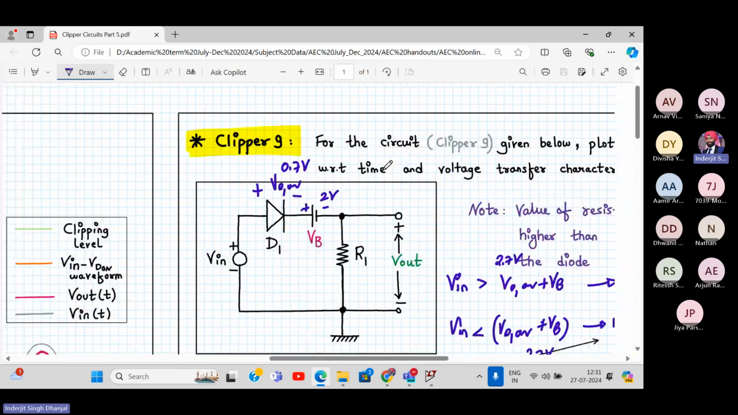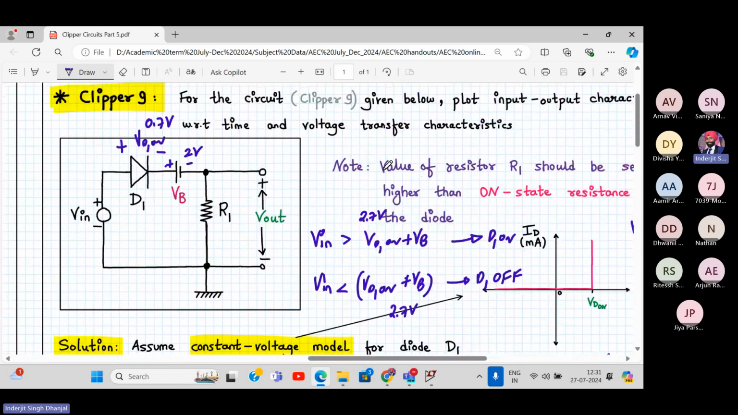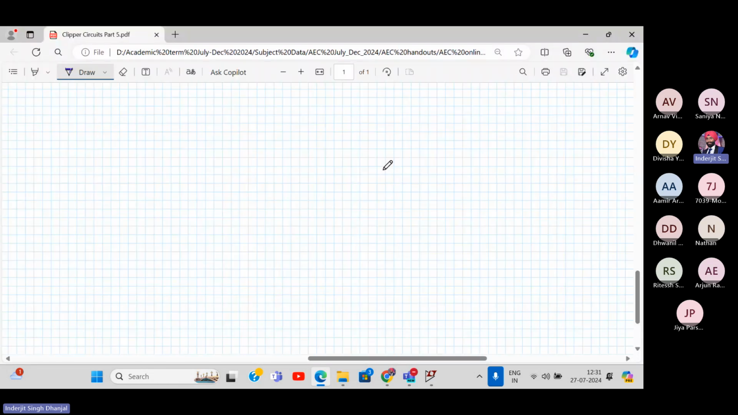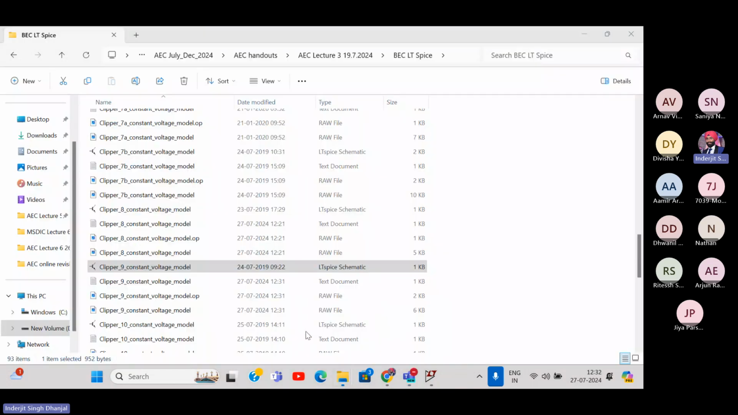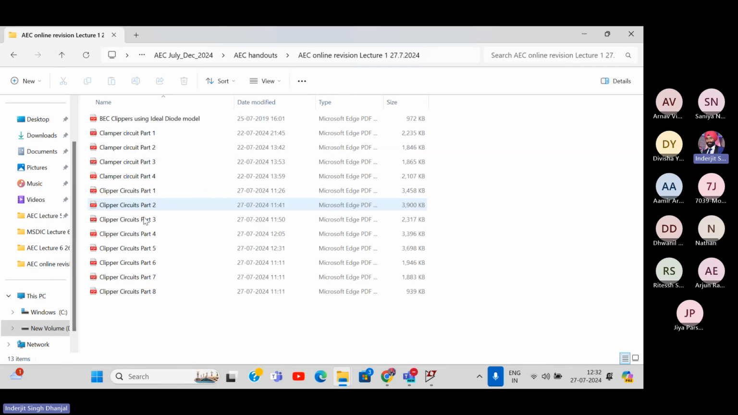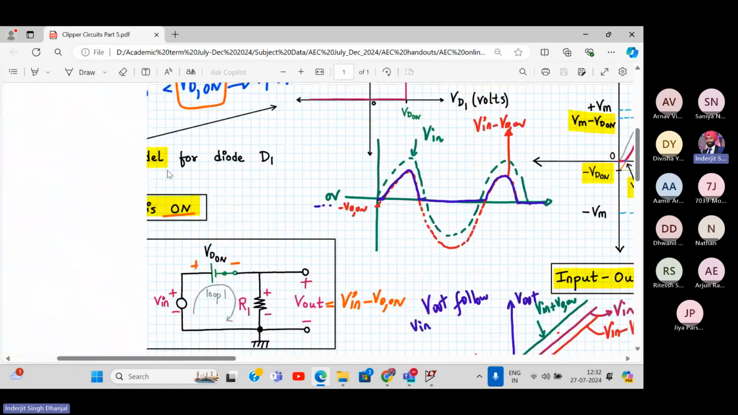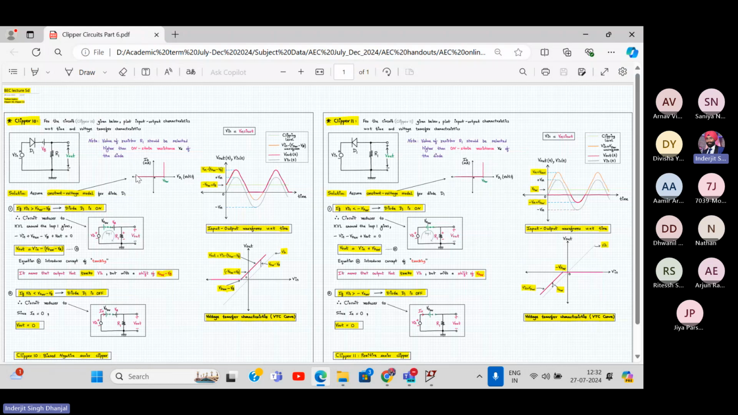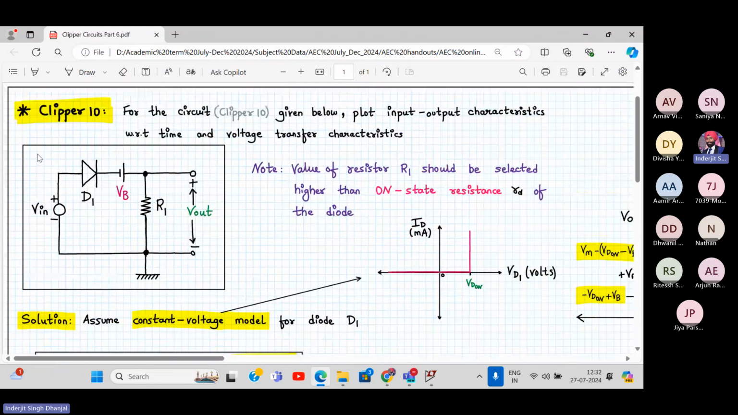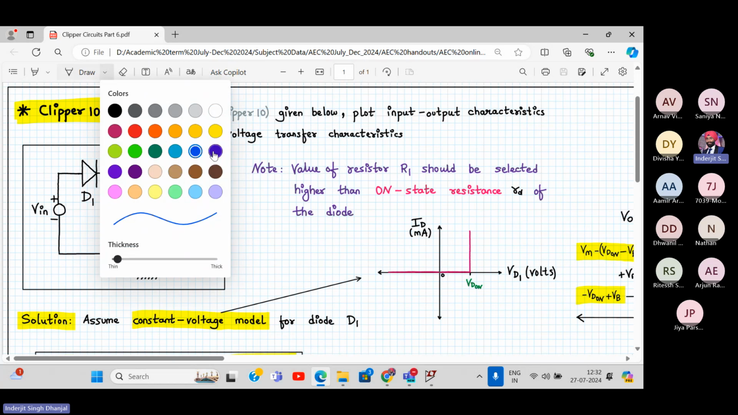So clear about this clipper number 9, everyone? Okay. Now we go to clipper number 10. Reverse entirely. Now this will be the reference only with reference to what we have done before. So tell me what will be the level now over here. Come on. We have done enough clipper circuits. Tell me the level.